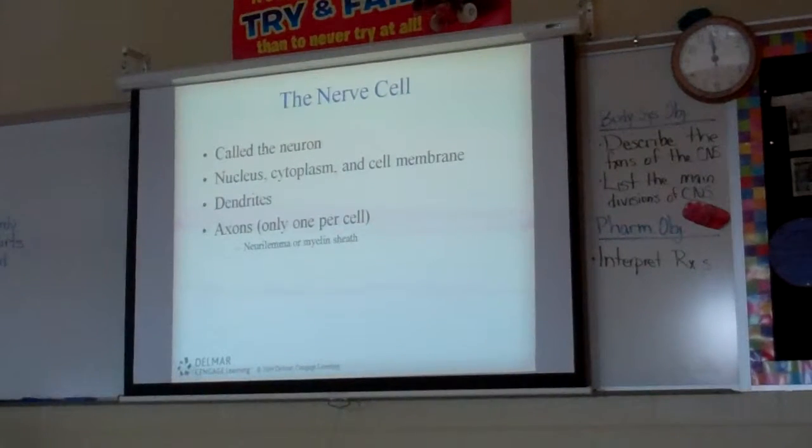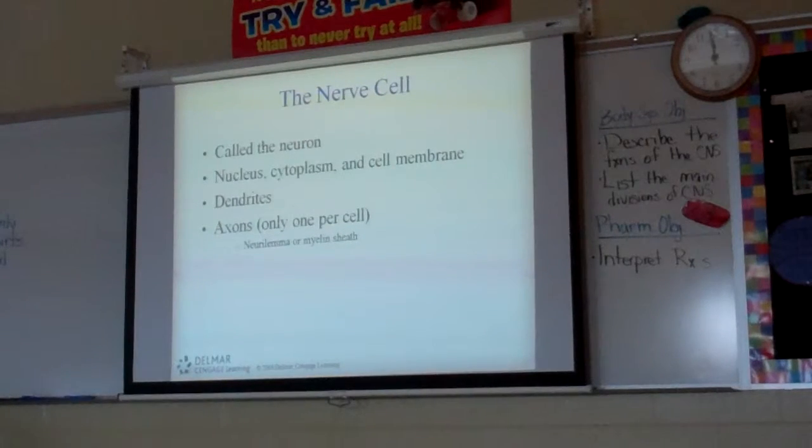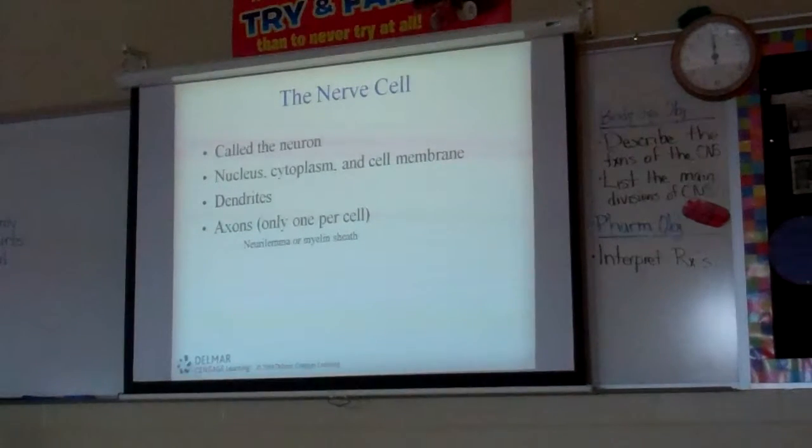That's right. It's got a nucleus, a cytoplasm, and a cell membrane. It's got an axon, and some nerves or some neurons have a myelin sheath. What's the function or the purpose of the myelin sheath? That's right. It makes the impulse move much faster. And you need to know that another name for the myelin sheath is the neurolemma.